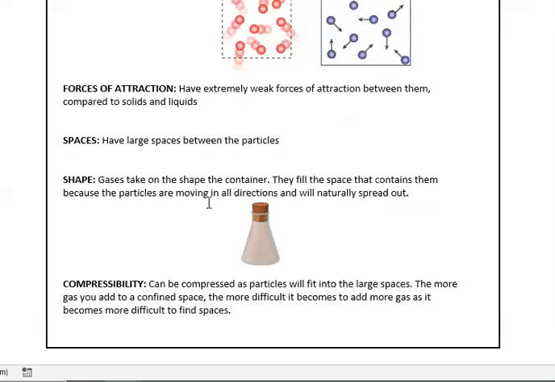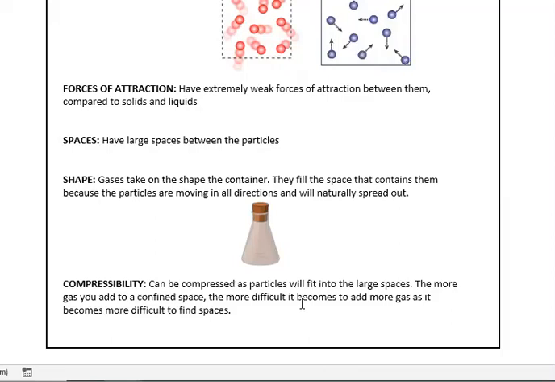Shape, gases take on the shape of the entire container. So if we were to drop some gas into this beaker over here, it's going to encompass the entire beaker itself. All right, so they fill the space that contains them because the particles are moving in all directions and they naturally spread out. Think about if you spray some perfume at one end of your room. In a few minutes, you'll be able to smell the perfume on the other side of the room because the particles have dispersed.